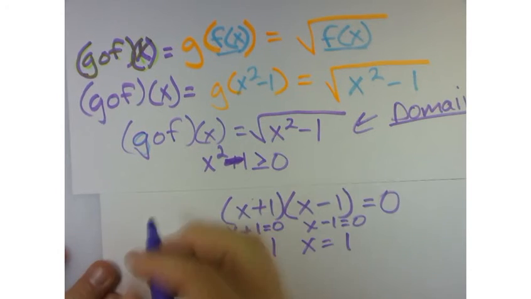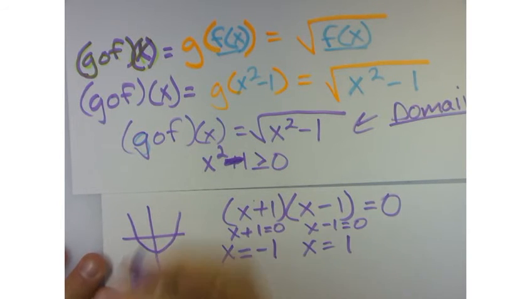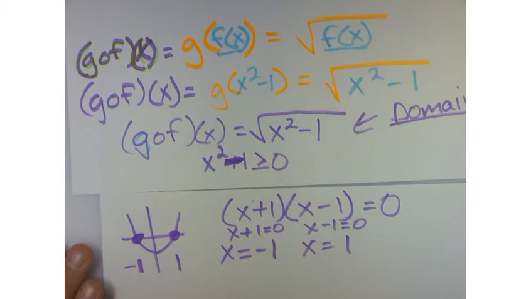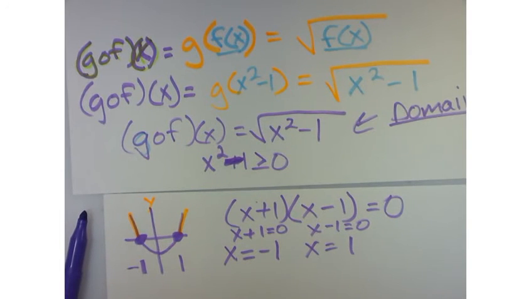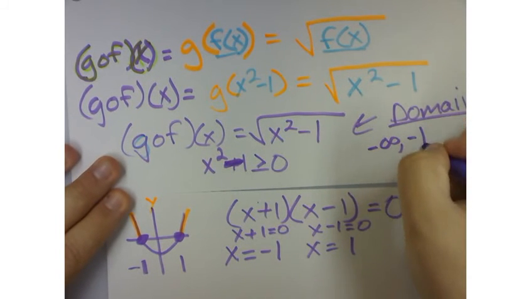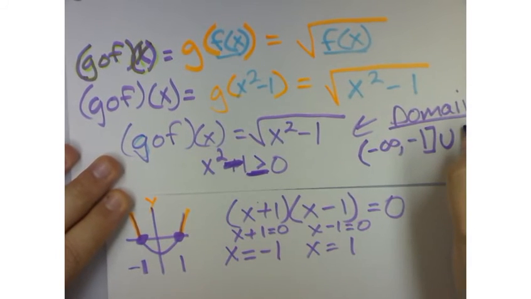So now what that looks like algebraically is we have a parabola that crosses at negative 1 and 1. And we're looking for the positive values, the positive y values, right? So that means we're looking at this value and that value, because we don't want any negative y values. So our domain then would have to be what? Our domain would have to be negative infinity, comma, negative 1. Can we include negative 1? Yeah, because it can equal 0. Union 1 comma infinity. Can we include 1? Yeah.